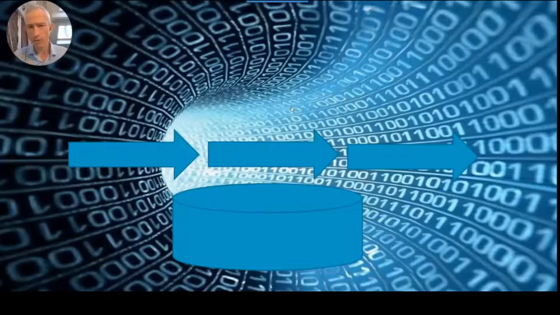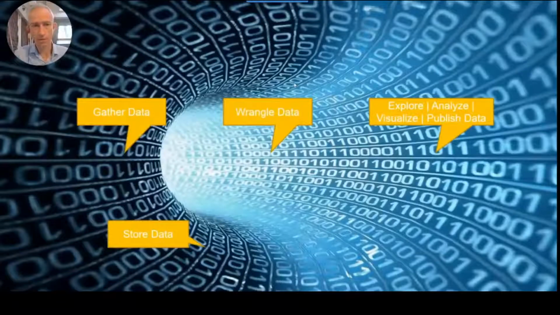It's like wrestling with the data to get it into the right format, into the right shape, the right aggregation level. It has to be clean. It has to be complete. It has to be trustworthy. Perhaps it needs to be enriched. Perhaps it needs to be aggregated. And when we have that, we can get to our results. So we have to gather data, wrangle data, store the data in that process. And then finally, we get to explore the data, analyze data, visualize and publish the data.